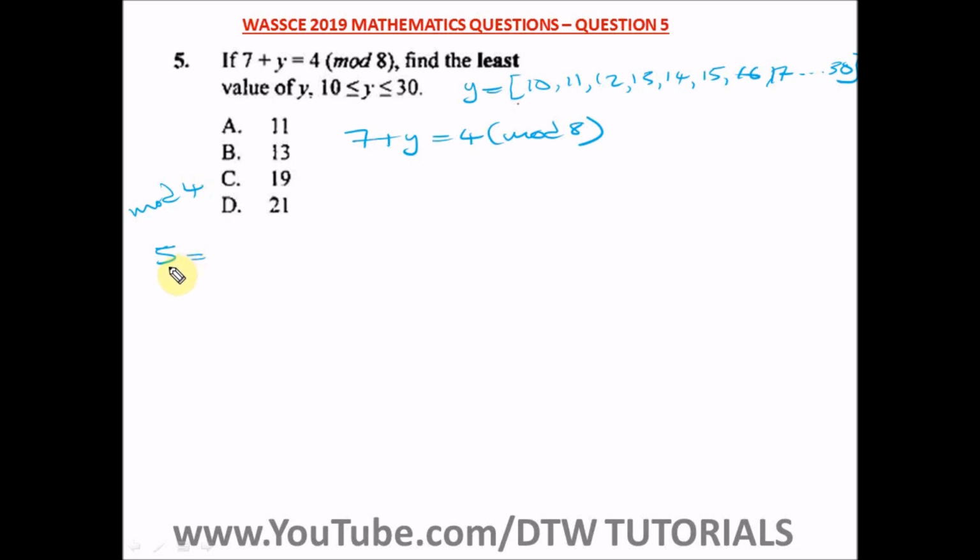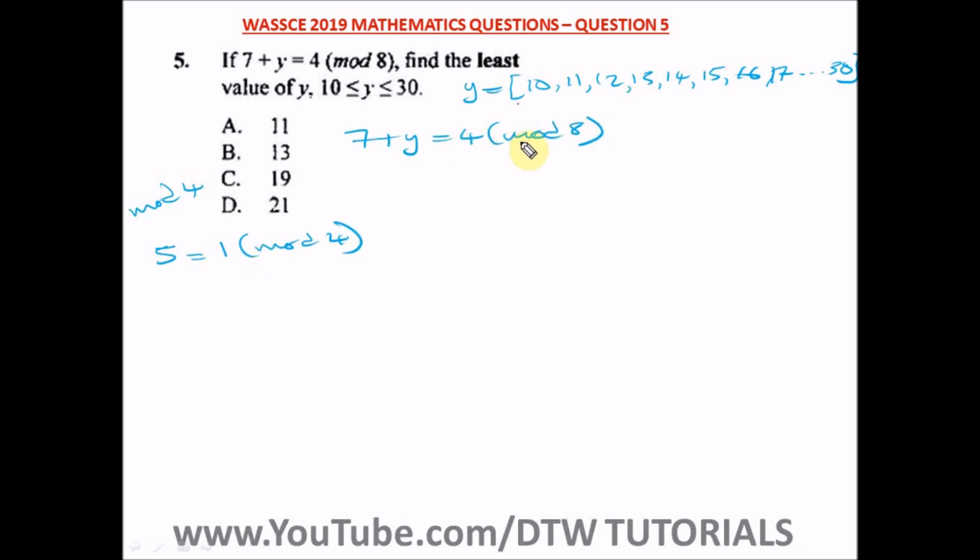All you need to do is divide 5 by 4, and it will go 1 time. You don't write that down. What you write down is your remainder, which is 1, then your mod 4. I hope you remember.